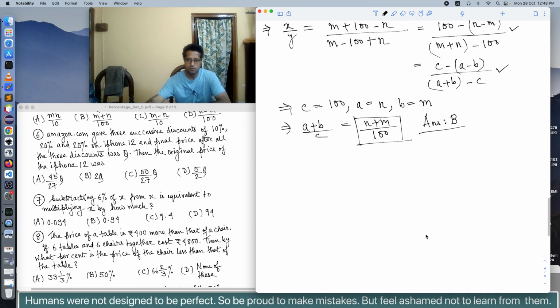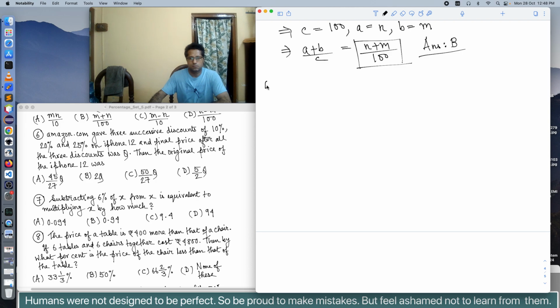Okay, let's do problem number 6. Amazon.com gave three successive discounts of 10%, 20% and 25% on iPhone 12, and the final price after all three discounts was Q. Then the original price of the iPhone 12 was... The choices are given in terms of Q. We don't know the original price, but the final price is given as Q.